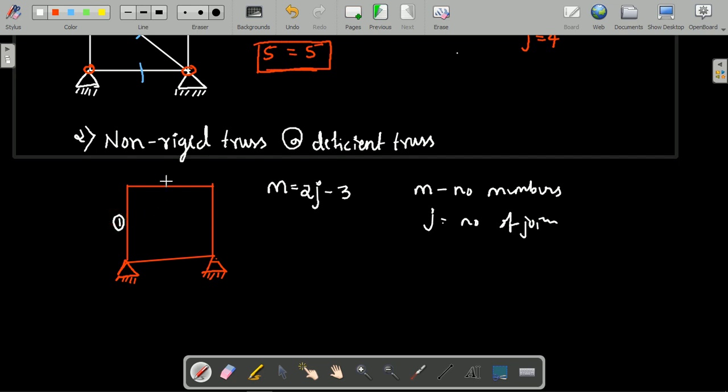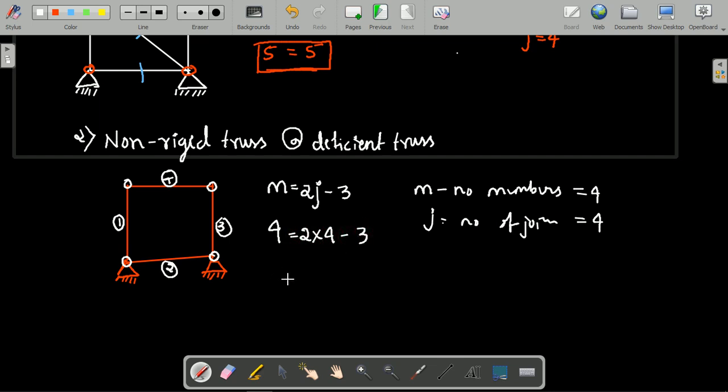Count here: 1, this is 1 member, second, third and fourth. We have 4 members here. And the number of joints: this is 1 joint, this is 1 joint, this is 1 joint and this is 1 joint, so 4 joints. So members are 4 and joints are also 4 here. Just substitute the values: m is 4, and the number of joints is 4, so 2j minus 3.